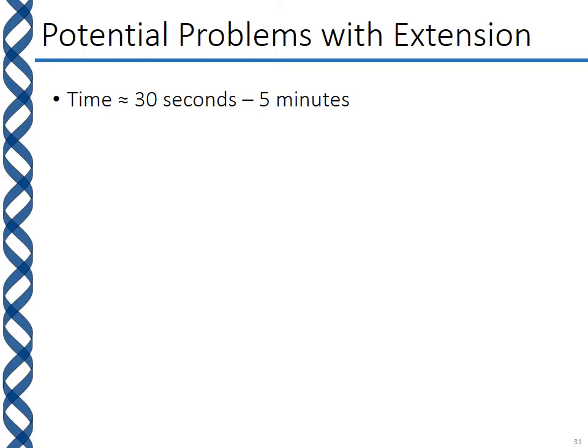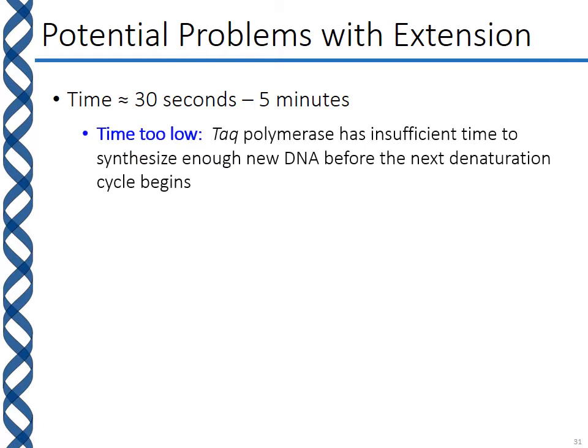Typically it'll be in the range of between 30 seconds to 1 minute, depending on the size amplicon that you're expecting. It can range up to as high as 5 minutes or even longer. So if the time that you provide for the extension step is too low, that Taq polymerase, or whichever polymerase you're using, doesn't have enough time to synthesize enough new DNA before the next denaturation cycle begins.